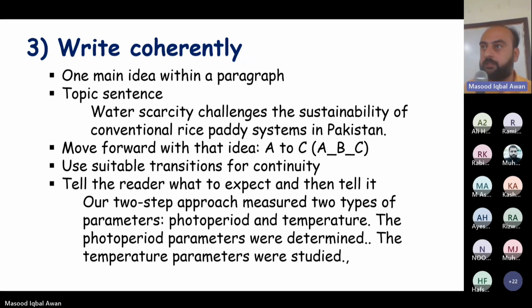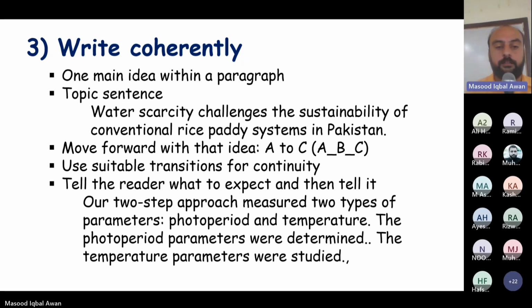For example, we should discuss water scarcity, how it affects the sustainability of rice-based systems, and then we discuss the constraints or problems this is causing for our conventional rice paddy systems. We can use suitable transitions for continuity. I will talk about this in a sec. And we need to tell the reader what to expect and then tell it.